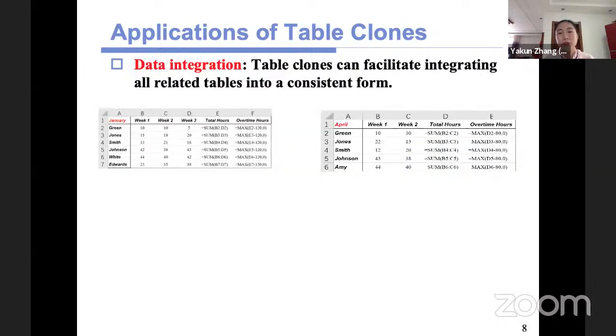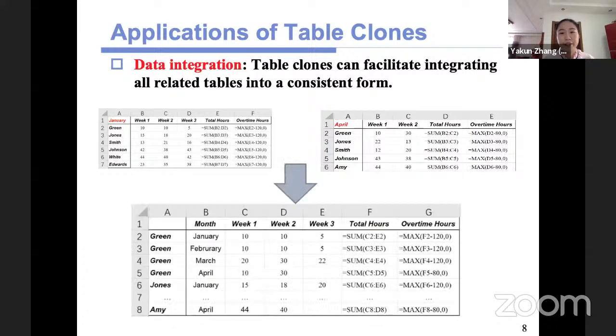Besides this, table clones also help with data integration. Table clones are usually used to perform the same or similar business tasks. However, these related tables usually scatter across many spreadsheets. We can integrate all related tables in a table clone and form a table summary.